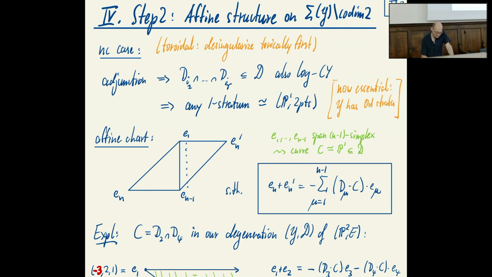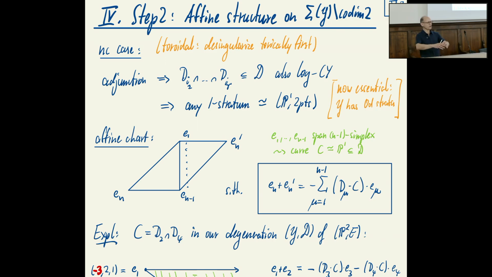So the first observation is, I do the normal crossings case, okay? If you're toroidal, you desingularize torically first and it will all work, okay? But I won't say much on this. So you observe that adjunction, which we all learn in elementary school of algebraic geometry, tells you that the intersections of any of these divisors inside the divisor is also log Calabi-Yau. Yeah?